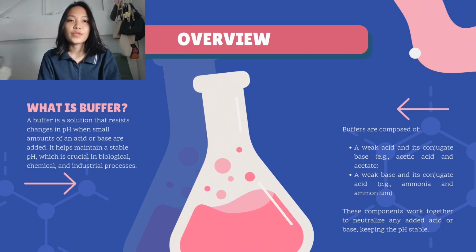Buffers are composed of a weak acid and its conjugate base. Example, acetic acid and acetate. Second, a weak base and its conjugate acid. Example, ammonia and ammonium. These components work together to neutralize any added acid or base, keeping the pH stable.